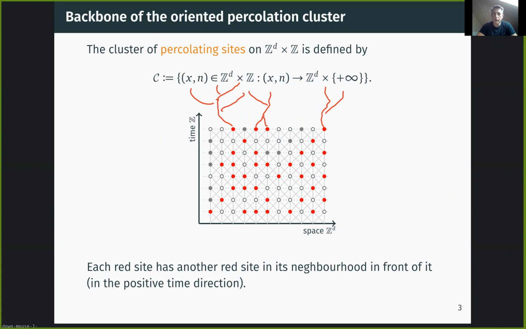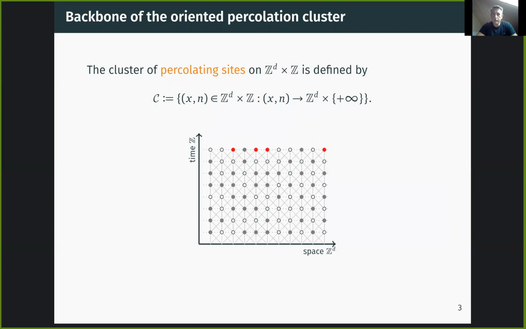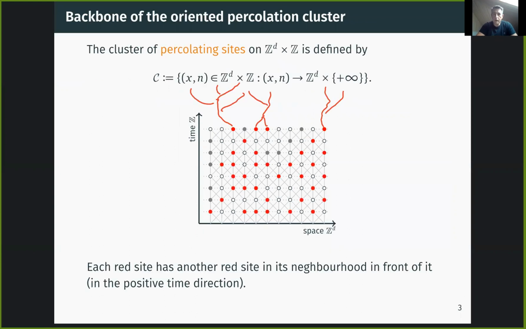If the upper left red site is connected to infinity, then the one below, which was gray before, is also connected to infinity. And the property of the percolating sites of this cluster is that if I know that a site is connected to plus infinity, then of course there is a site in front of it in the upper time slice which is connected to infinity as well.